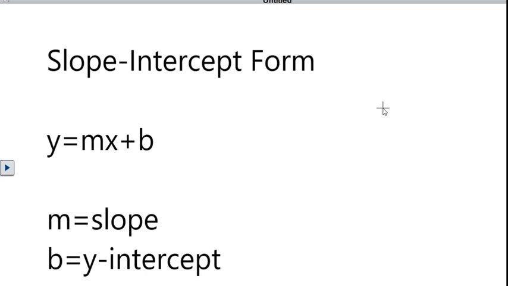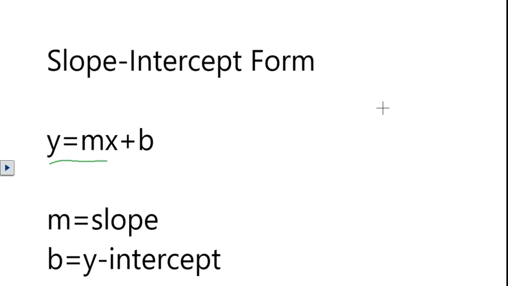So we're going to be looking here today at another way that we can graph linear equations, and that is in slope-intercept form. So we'll talk a little bit about what slope-intercept form means and how it's a really easy way to graph equations. Okay, so slope-intercept form is an equation in a very specific form.